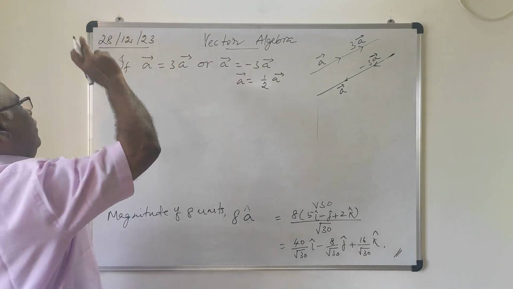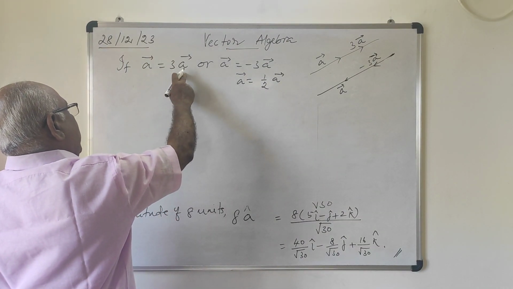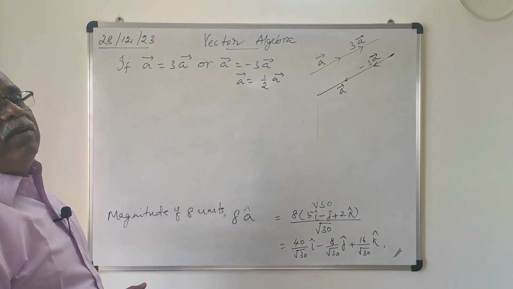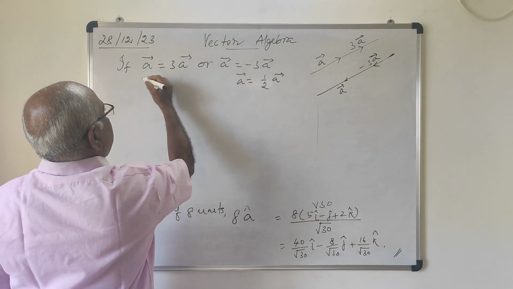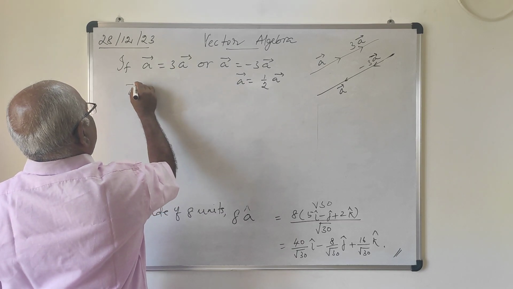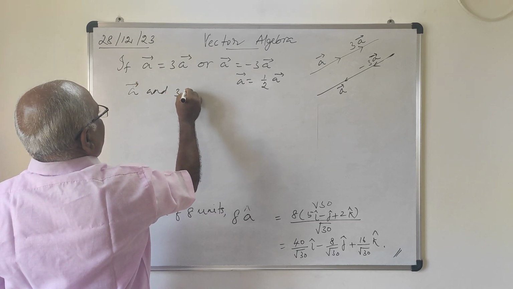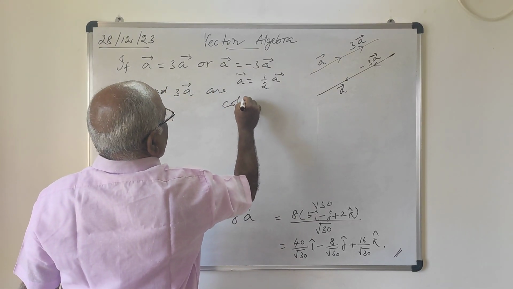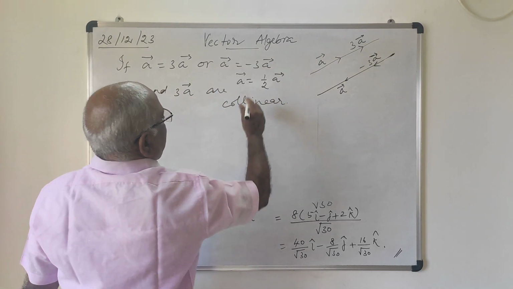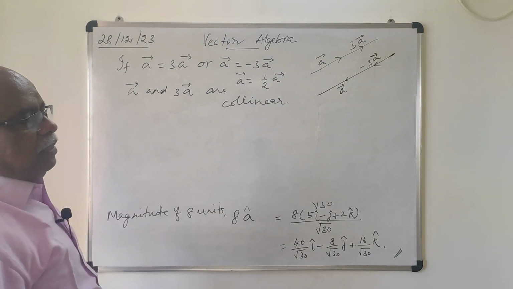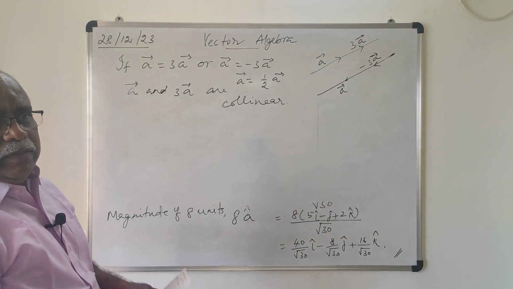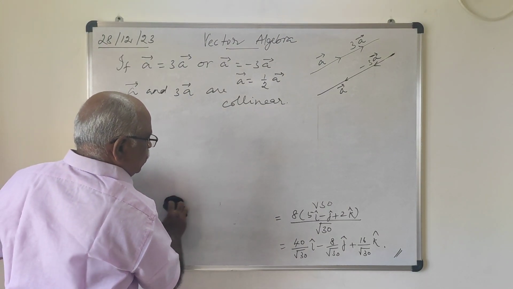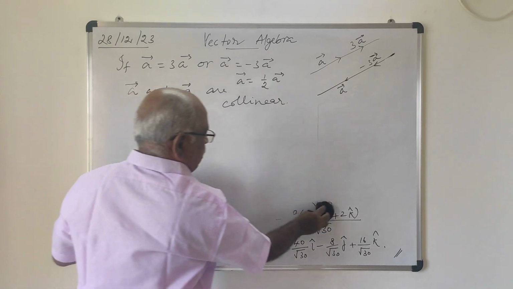Whatever it may be, if one vector is another vector expressed as a scalar multiple, then those two vectors are collinear vectors. In this case, the A vector and 3A vector, or minus 3A vector, are collinear. Collinear means acting on the same line. This is the condition for collinearity of two vectors. So, in a problem, if two vectors are given and you are asked to find out whether they are collinear or not, you use this condition.